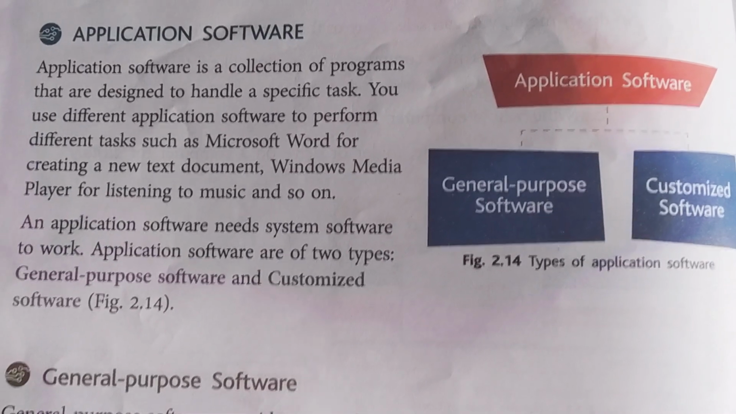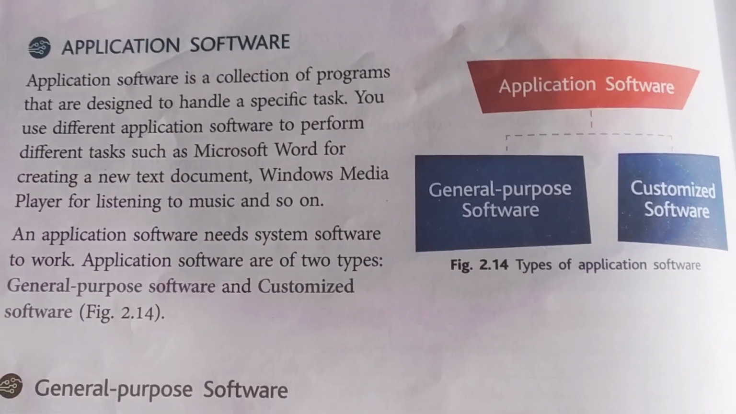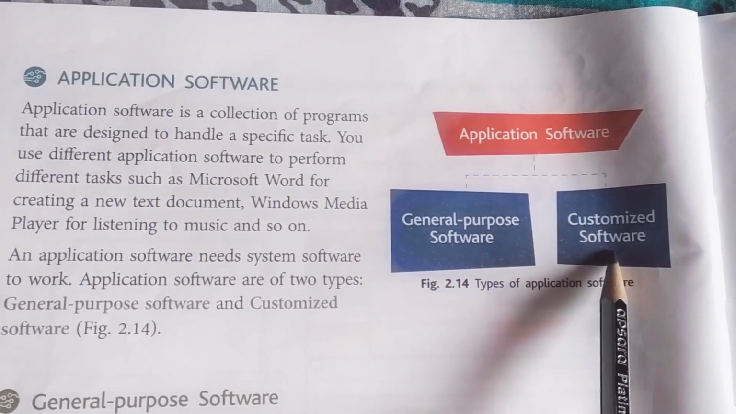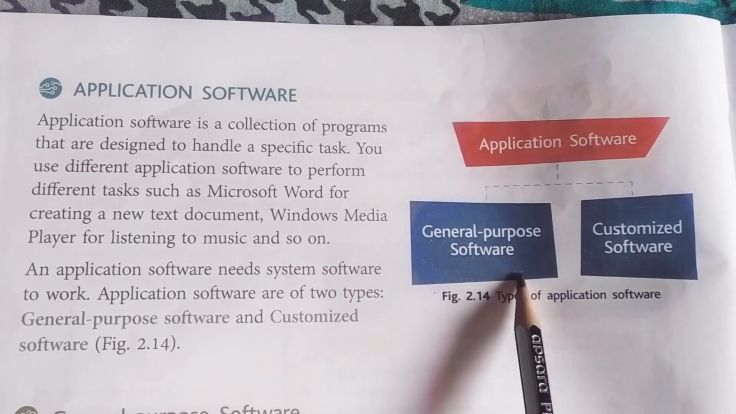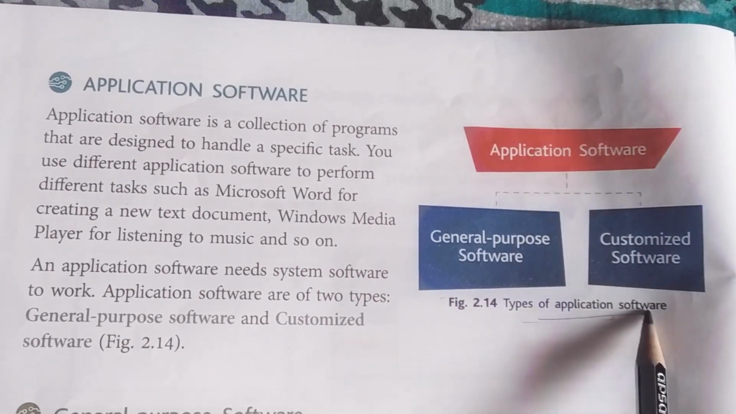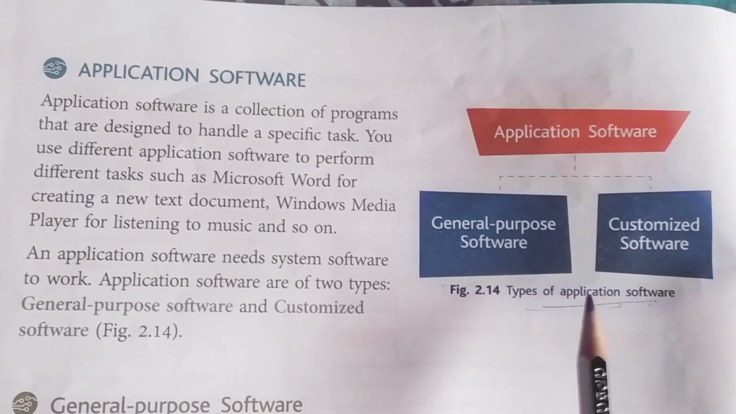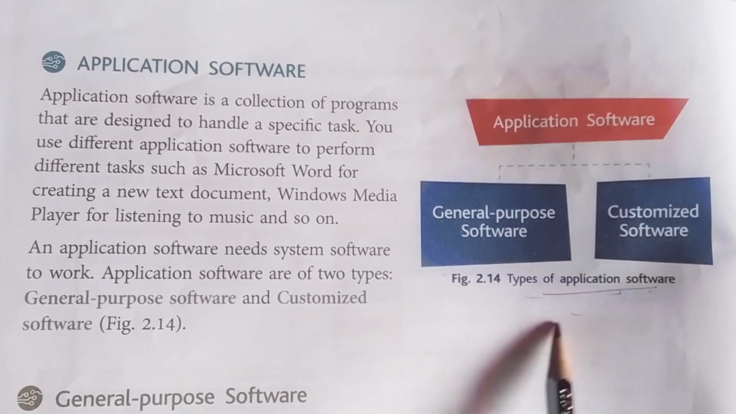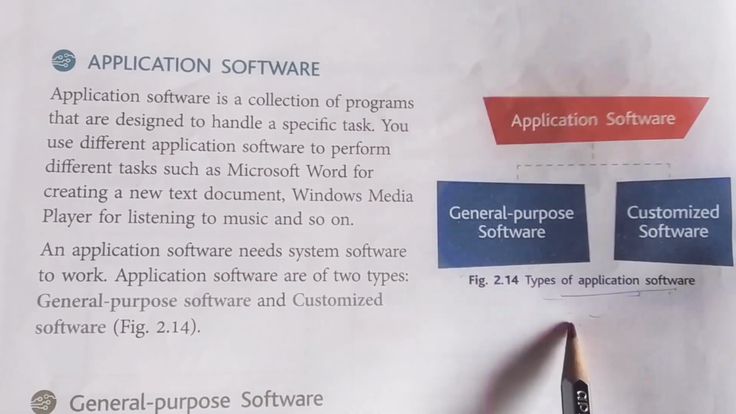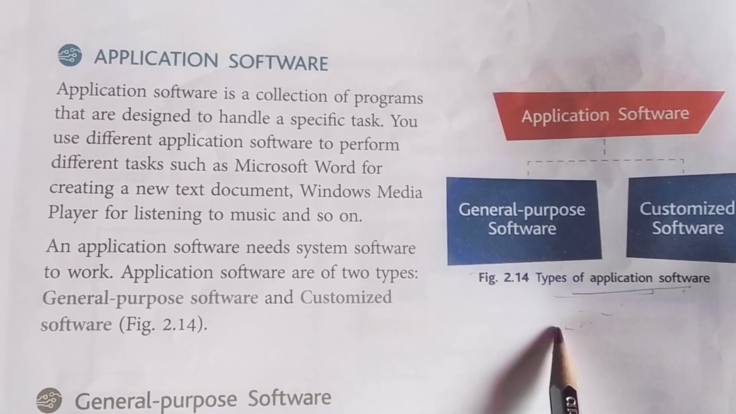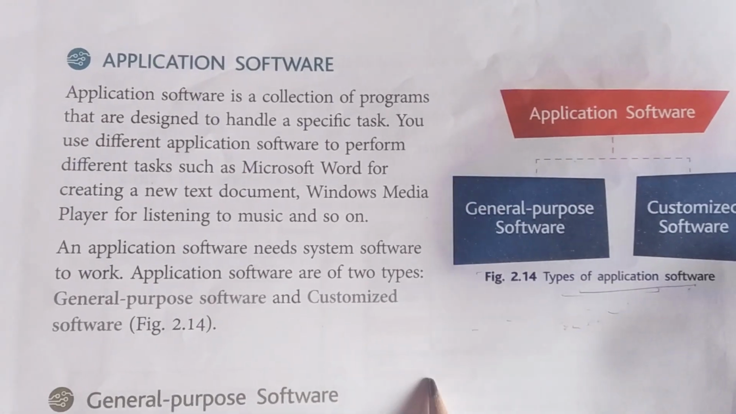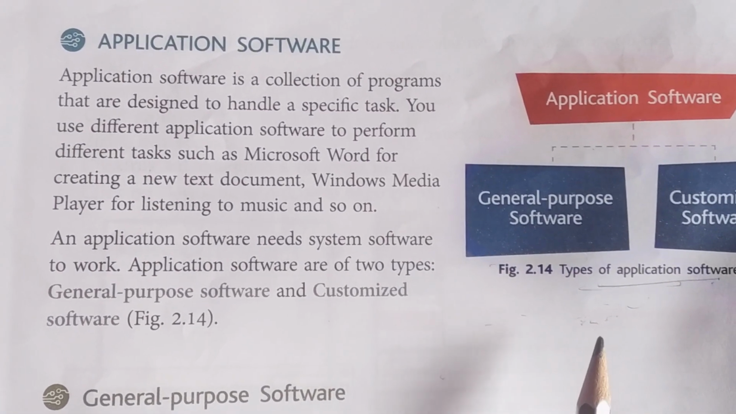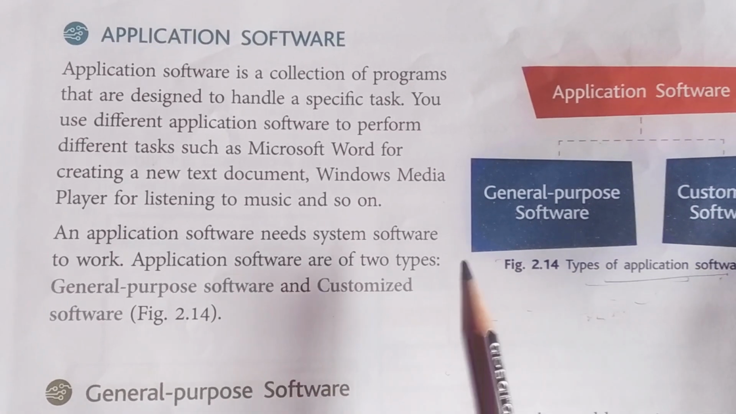Now we will learn about application software. Application software are of two types: general purpose software and customized software. Application software are used to do specific tasks. If you want to calculate, you can use the calculator software. If you want to paint or draw, you can use MS Paint. If you want to write, you can use MS Word. So application software is a collection of programs designed to handle specific tasks.